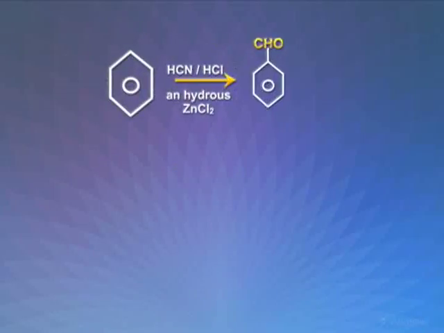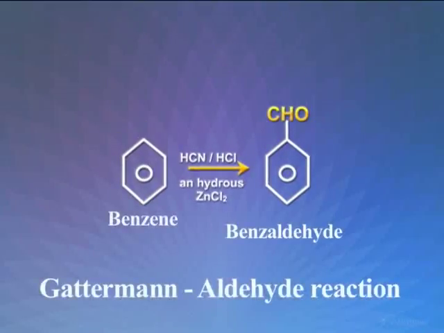Benzene on reaction with the mixture of hydrogen cyanide and hydrochloric acid in the presence of anhydrous zinc chloride yields benzaldehyde. This reaction is known as Gattermann-Aldehyde reaction.